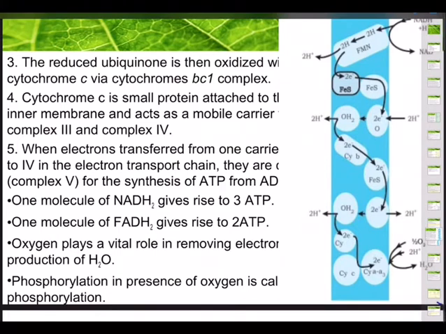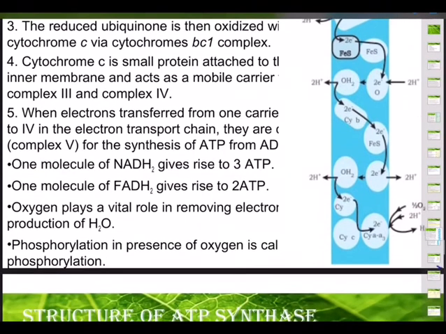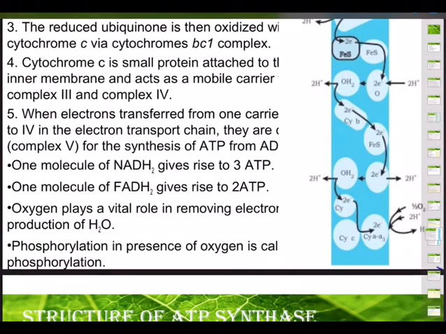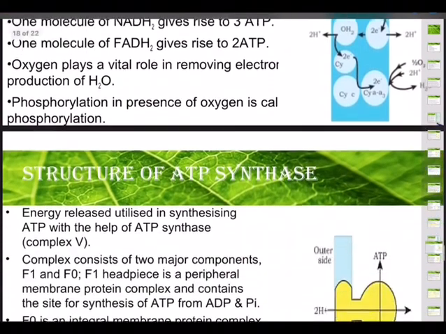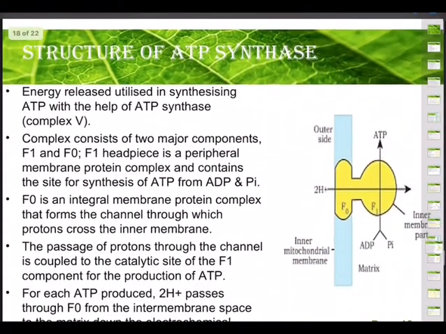Cytochrome C is a small protein attached to the inner membrane and acts as a mobile carrier to complex 3 and 4. When electrons are transferred from one carrier to the next in the electron transport chain, they are used for the synthesis of ATP from ADP. One molecule of NADH2 gives rise to 3 ATPs, as I told you in our previous session. One molecule of FADH2 gives rise to 2 ATP. This also we talked about during the Krebs cycle.